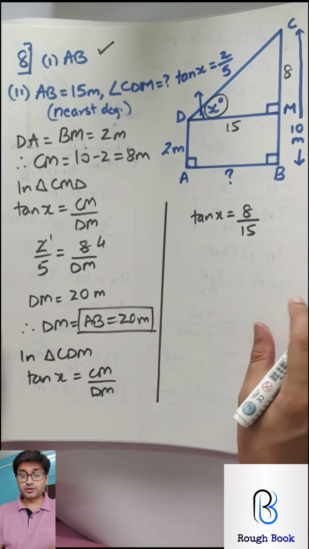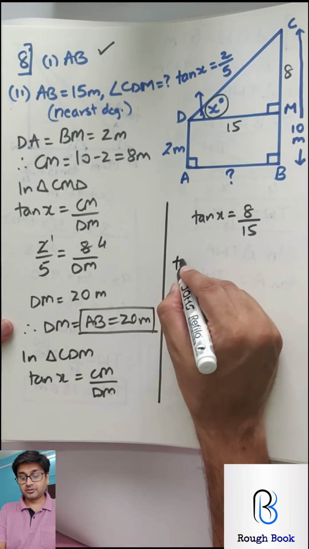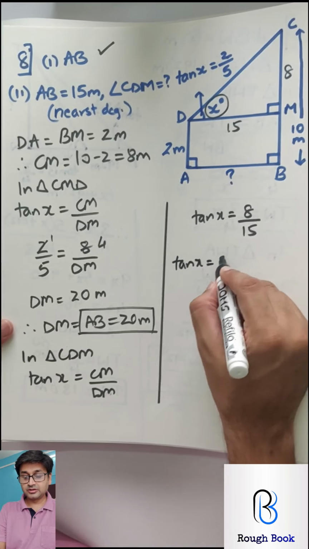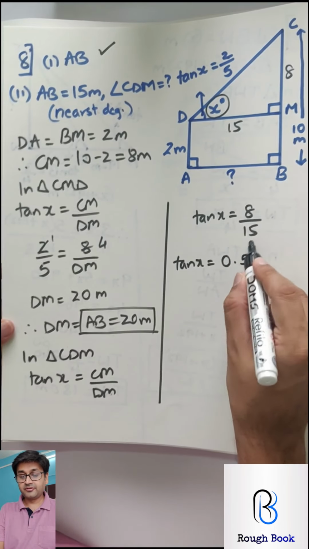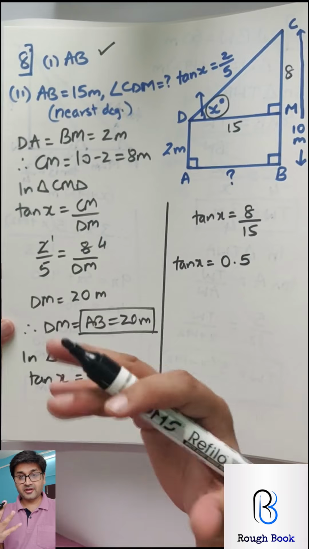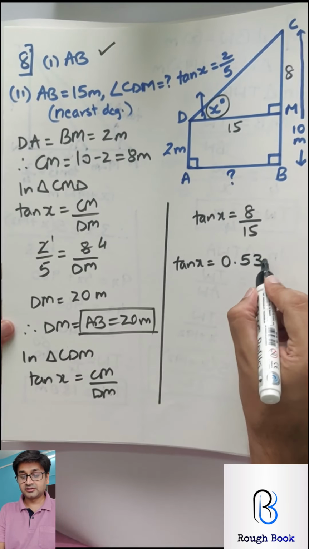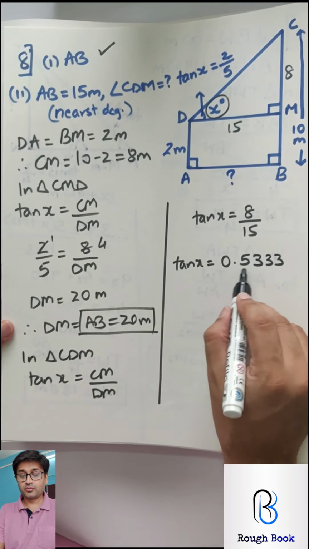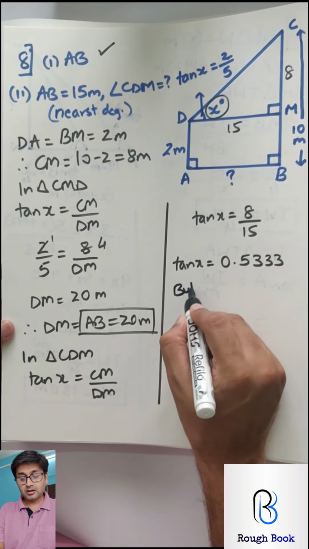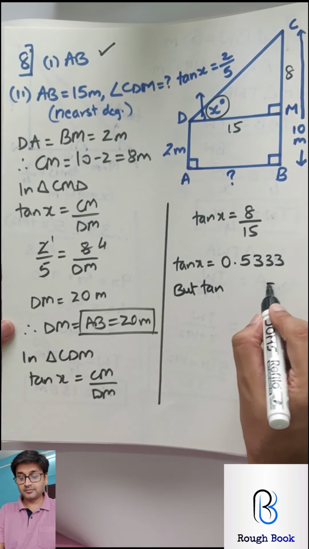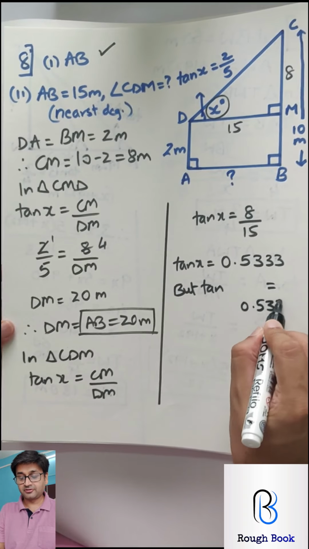Okay. So what you can do is, let's divide this and get it into decimals. So tan x is 0 point, 80 divided by 150. 15 5s are 75, so 550. 3s are... Now this has gone recurring. So 0.533. But tan something will be equal to 0.533.